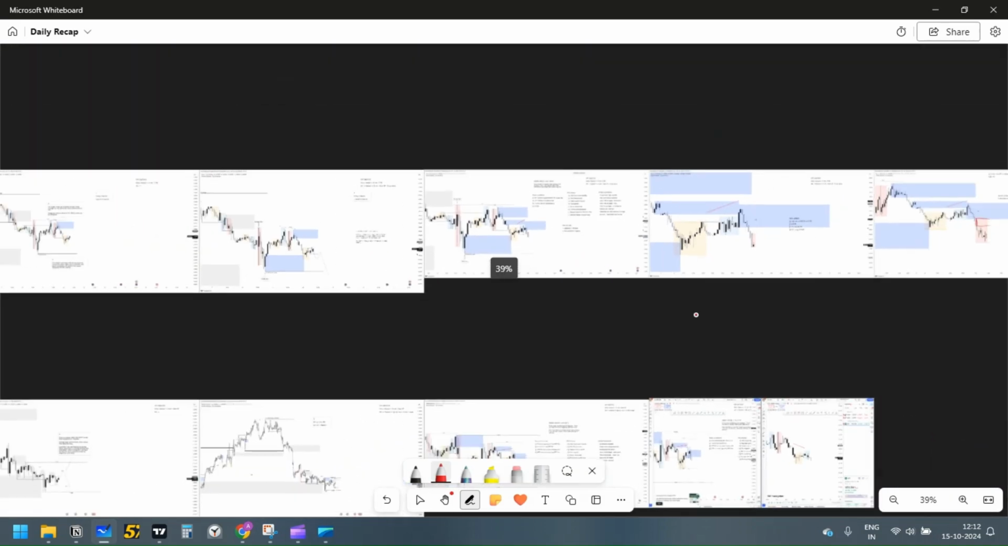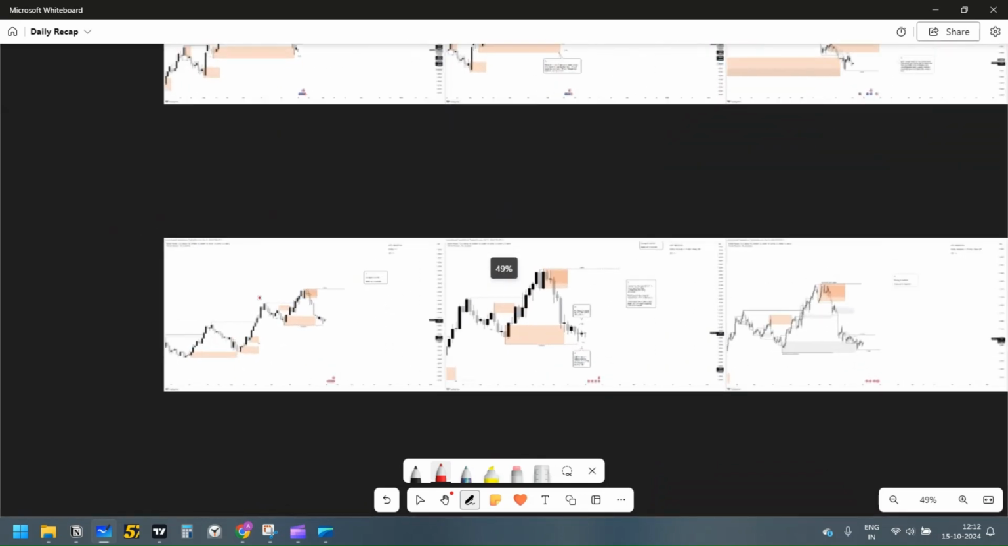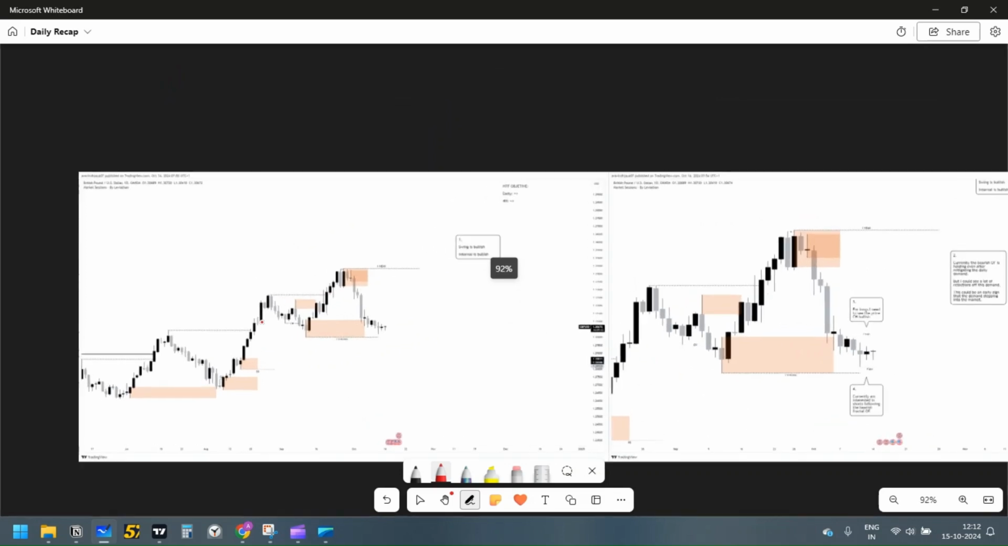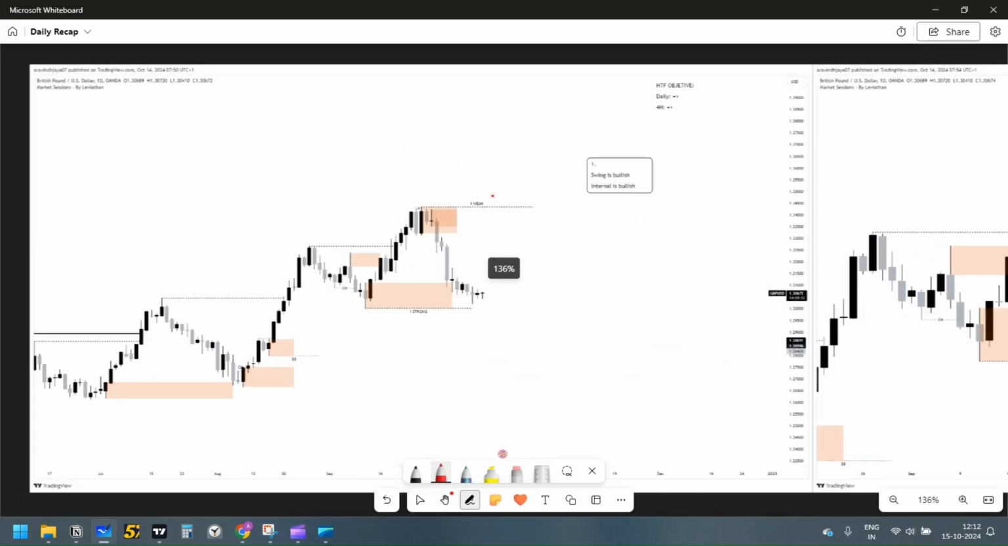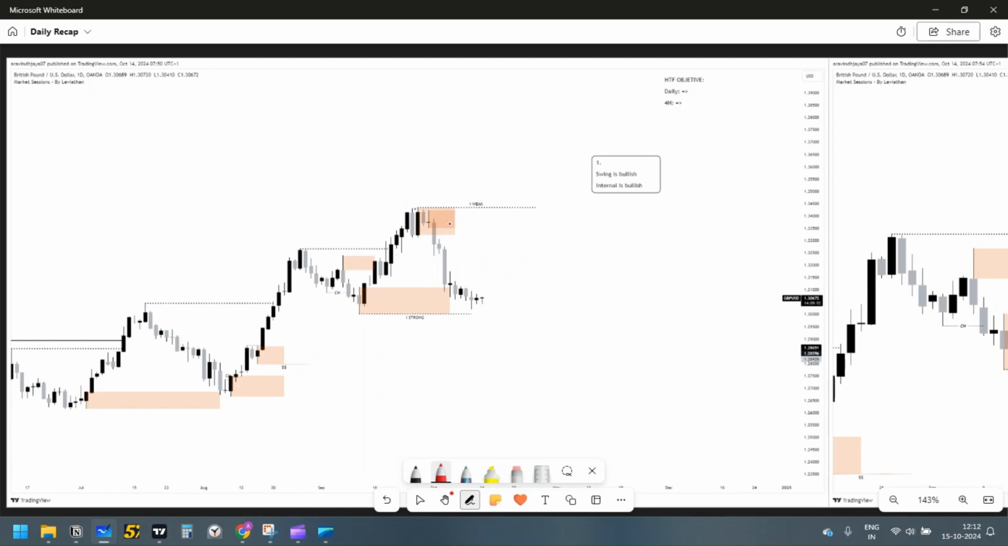So let's jump into GU, and in GU it's the same. There are no trades on this day, and let's see what went well and why I didn't get any trades on this day. So the swing structure is bullish, the internal is also bullish, and I can't say that the fractal is bearish because there is no CHoCH here. So I can't say that the fractal is bearish.